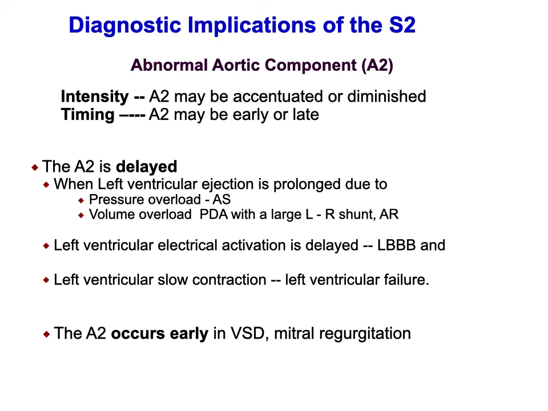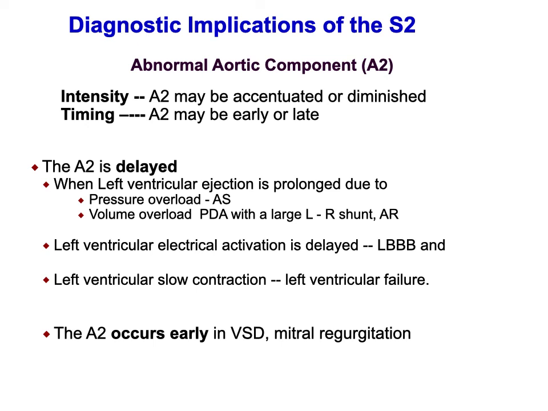That is when the left ventricular ejection is prolonged, which may be due to two factors. Either the left ventricle is dealing with an extra amount of blood, as happens in patent ductus arteriosus and large left to right shunt or aortic regurgitation, that is called volume overload, or the left ventricle has to forcefully eject the blood against pressure, as happens in aortic stenosis, that is called pressure overload. So there the ejection time is prolonged and valve closure is delayed.